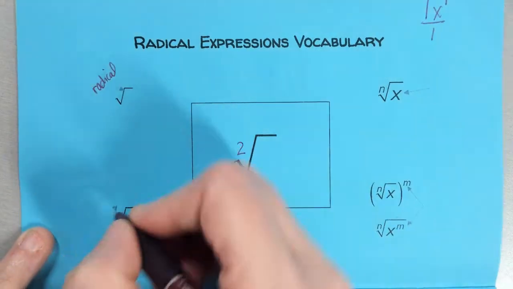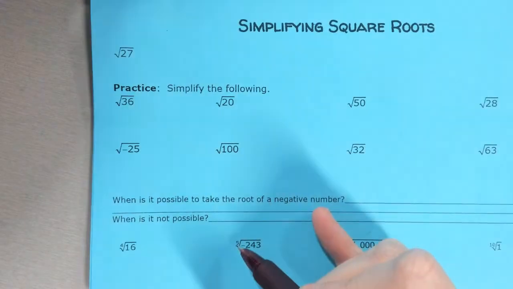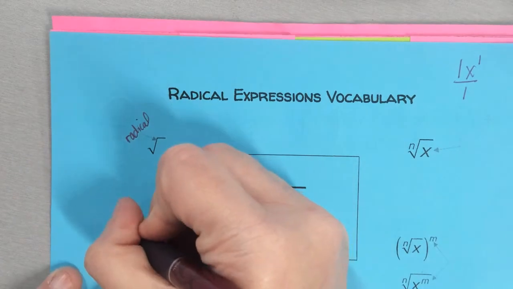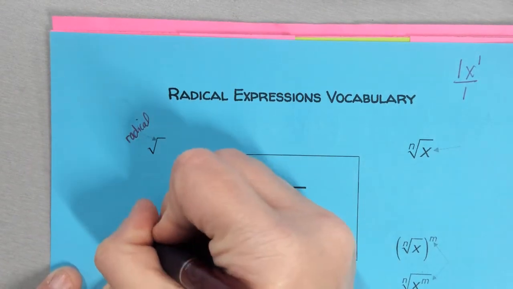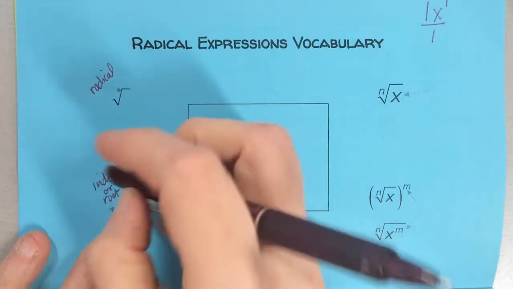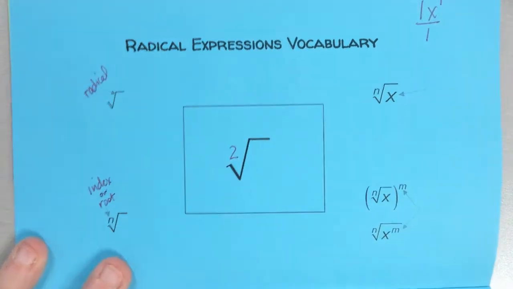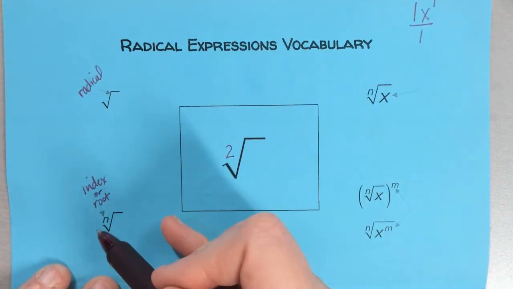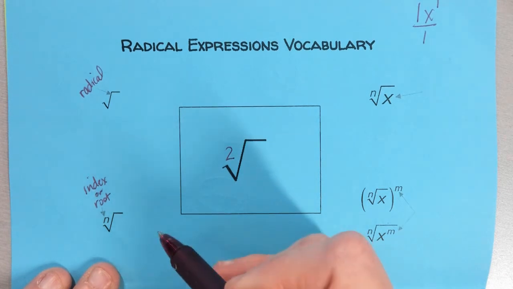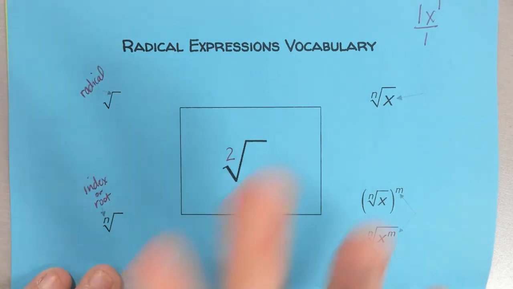If they put a number on here, like if you look down here, see how this one they have a 5, a 4, a 6. That number is called the index or the root. And what that tells me is how many of that factor I need to see before I can pull it out from under the radical sign. This will make sense to you in a moment.